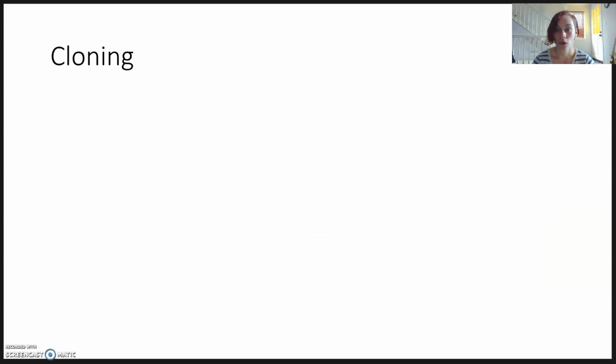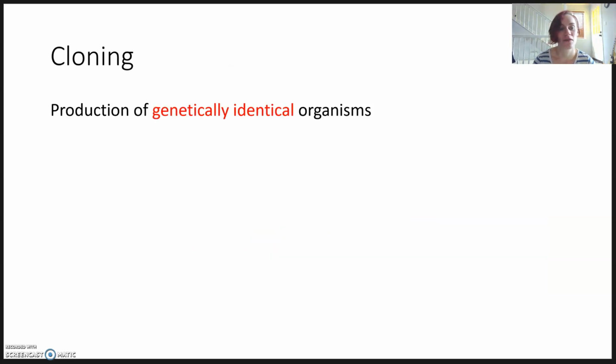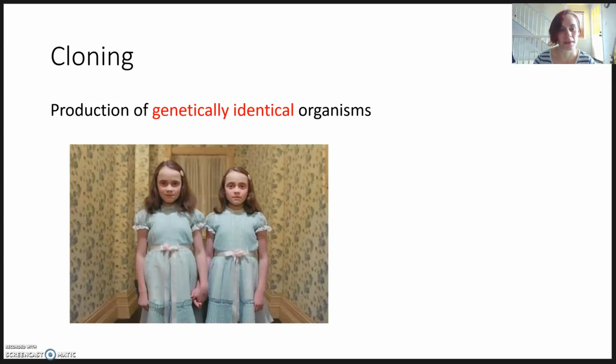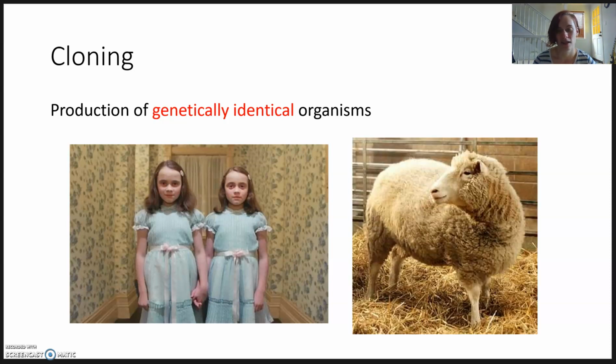Okay, let's talk about cloning. So cloning is the production of genetically identical organisms. Now, twins are technically clones. You've got genetically identical organisms there. So twins, triplets, all that kind of thing, they are technically clones. And cloning can be found in nature in many, many places, but it's often associated with an artificial cloning technique which produced this lovely sheep known as Dolly.